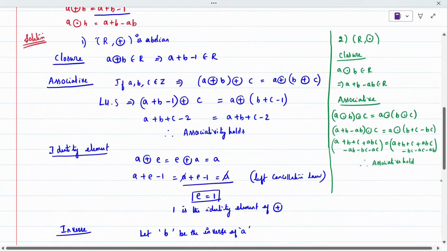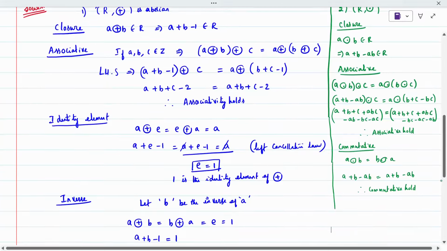Associative holds. So what remains to prove? Identity I also have to prove, then commutative, and if I prove it, then it is completed. First I will prove commutative. Commutative: A dot B equal to B dot A. When I prove it, it's nothing but A plus B minus AB. So here A plus B minus AB, BA or AB, both are the same only. So commutative is also proved. Commutative holds.